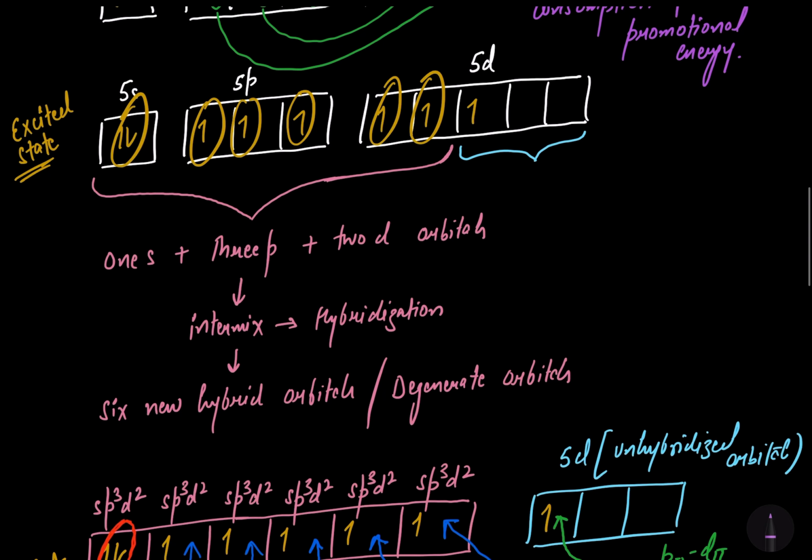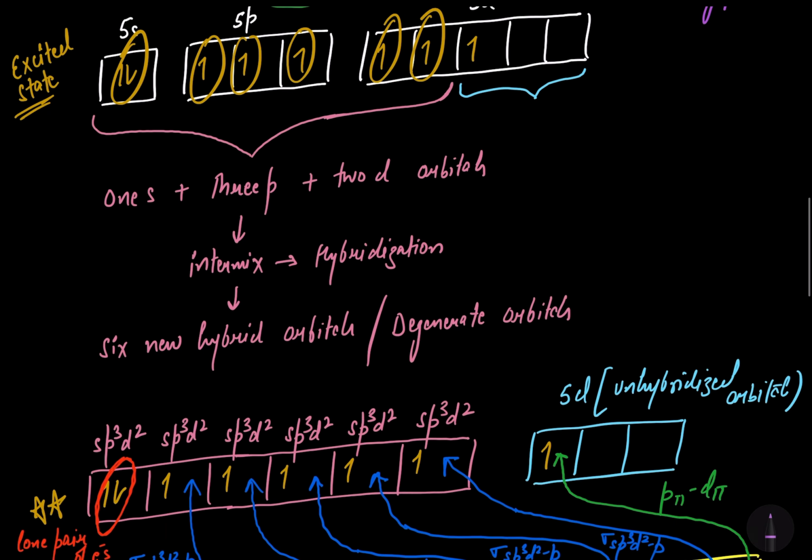Now, the second endothermic process is the intermixing of atomic orbitals that requires energy. Intermixing of atomic orbitals is called hybridization. So that energy will be called the hybridization energy. So here I am writing, here is the consumption of hybridization energy.